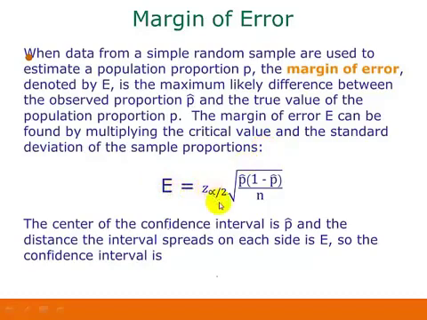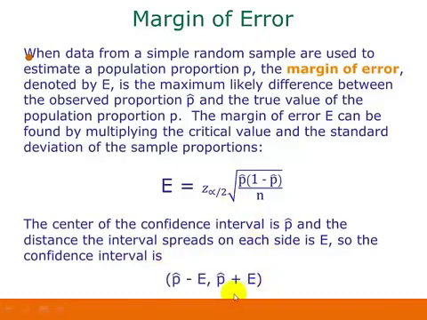Our margin of error is equal to our critical value, z alpha over 2, times the square root of p hat times 1 minus p hat divided by n. Again, the center of our confidence interval is going to be the p hat, and the distance the interval spreads on each side is E, the margin of error.